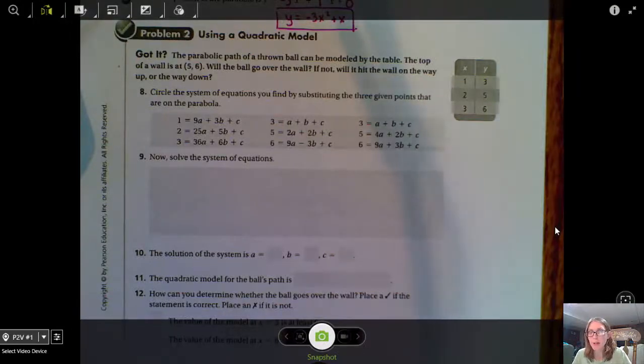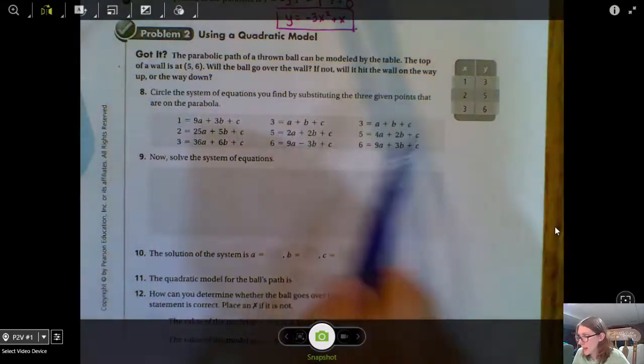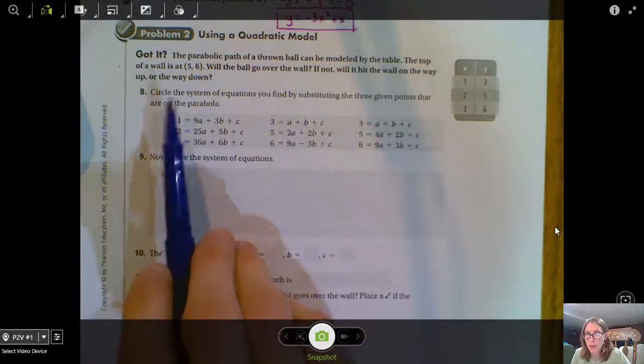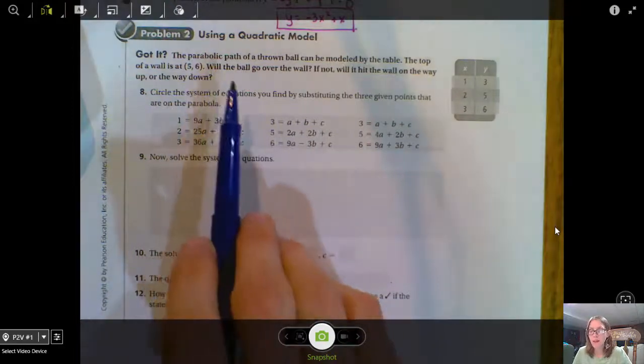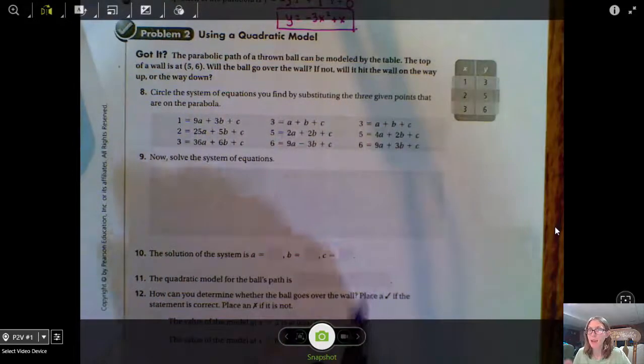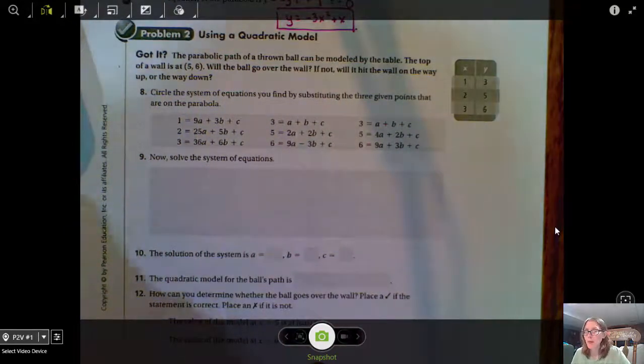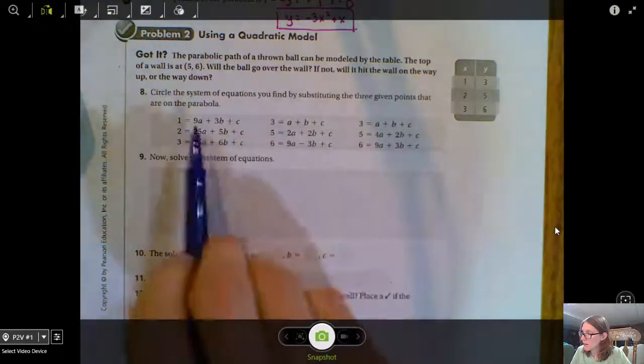Problem 2 here, we are going to do basically the same process that we did in problem 1, but now with a little application to go with it. The parabolic path of a thrown ball can be modeled by this table. The top of the wall is at point 5.6. Will the ball go over the wall? If not, will it hit the wall on the way up or the way down?